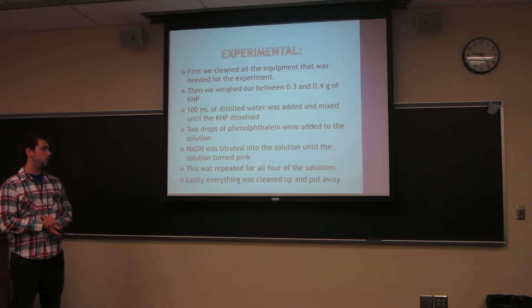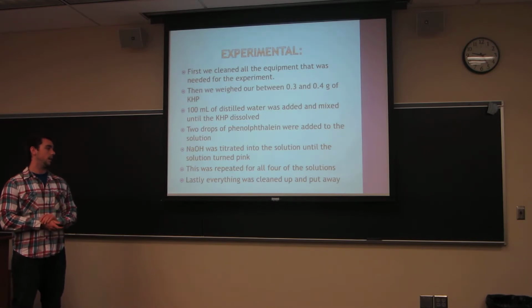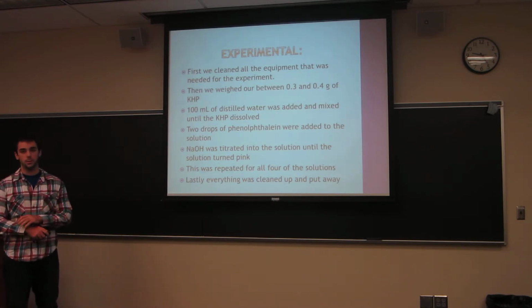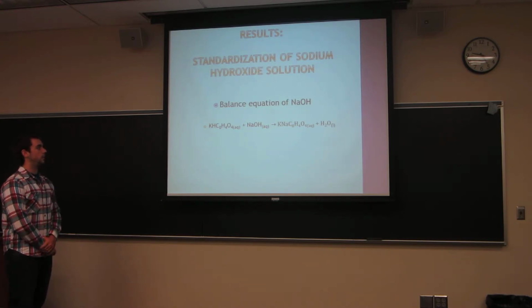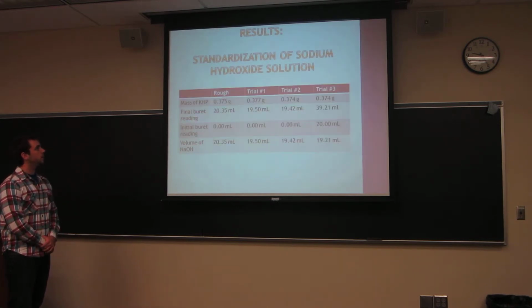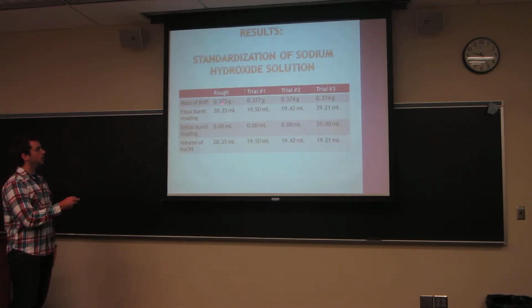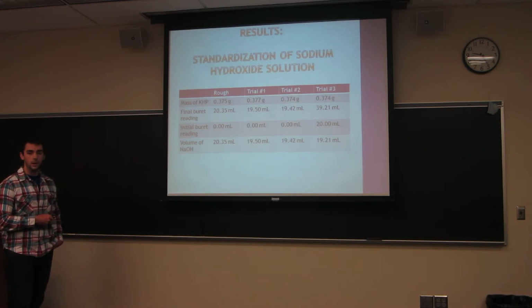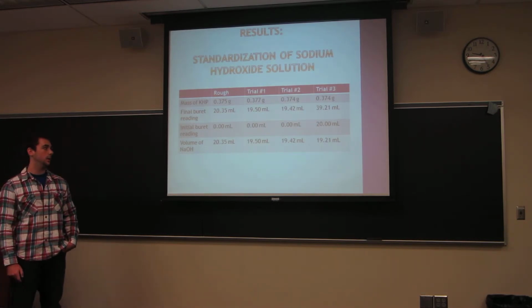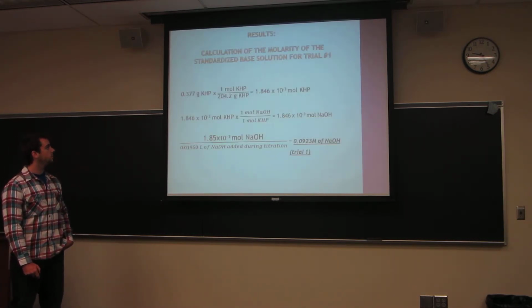This was repeated for all 4 of the solutions, and at the very end of the experiment we cleaned everything up and put it where we found it. To start the equation, you had to make your own balanced equation of the NaOH, and here's a chart of the mass of the KHP for all 4 trials, and the final, initial, and the total volume of the NaOH that was used in each of the trials.